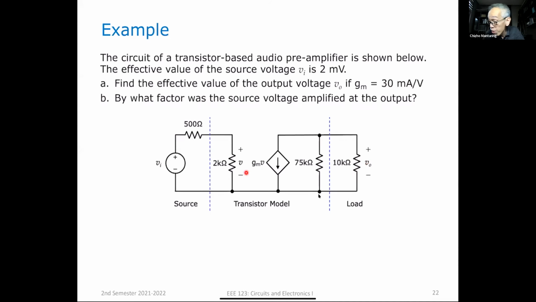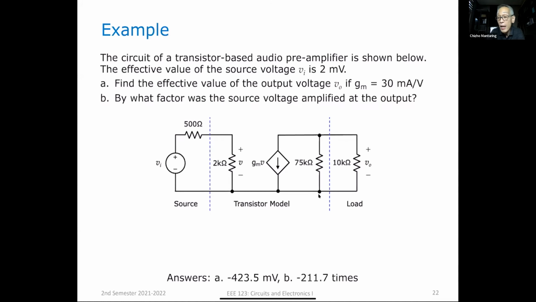So you can determine V here by voltage divider, and you can determine the current flowing through the 10K resistor using current divider. This total current will divide itself between this resistor and this resistor. So once you know the current flowing through this resistor, you can determine V sub O. So please just try that on your own. These are the answers which were already given last time. This time, use voltage division and current division.